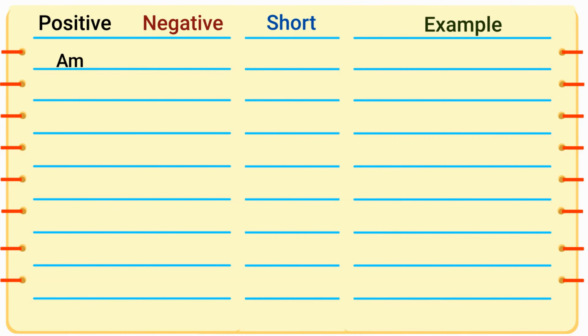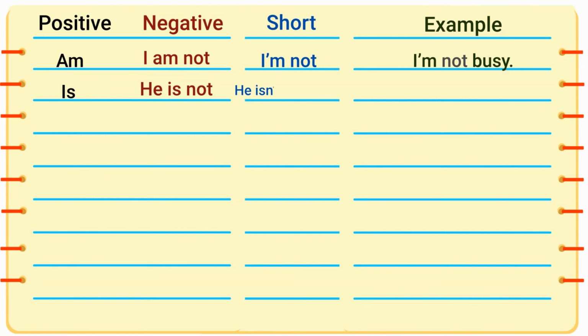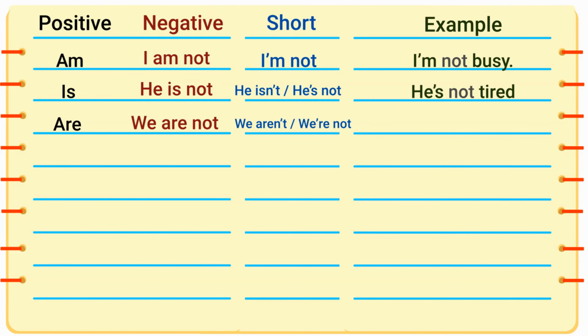Am. I am not. I'm not. I'm not busy. Is. He is not. He isn't or he's not. He's not tired. Are. We are not. We aren't or we're not. We aren't with you.